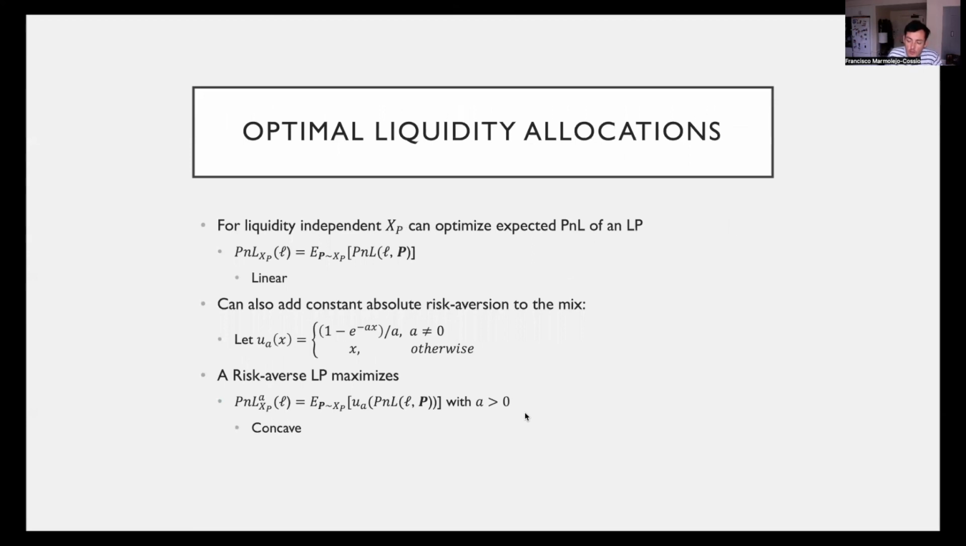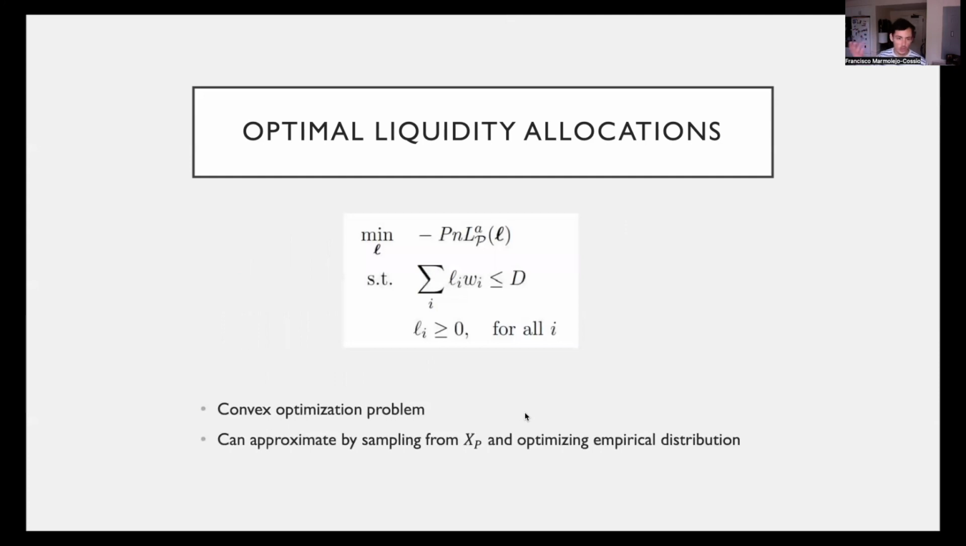And so now we can optimize over random realizations of sequences. We can take the expectation of this expression for P&L. This is going to be linear, as the expectation of linear functions. And we can also add risk aversion to the mix to get a concave expression for P&L in the risk averse case. And we can turn this all into a convex optimization problem. The way that we approximately solve this problem is by sampling from the distribution at hand, using the empirical distribution, and using gradient descent to solve this convex optimization problem.